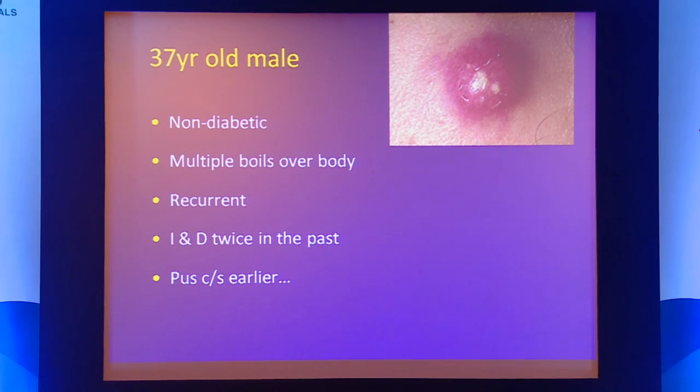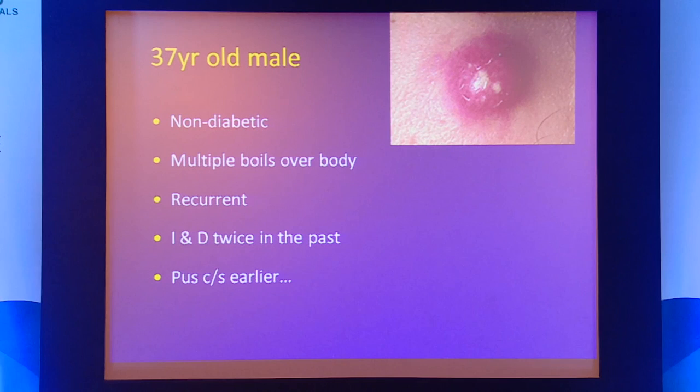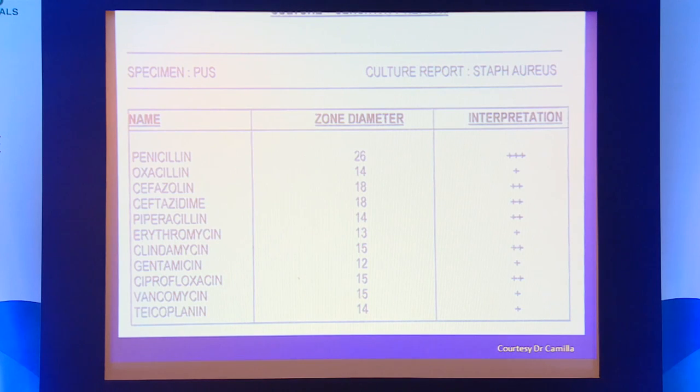Now I'm going to have an interactive session for 3 or 4 cases to encourage you to come up with some thoughts on this. A 37-year-old male, a non-diabetic, presents with multiple boils all over his body, who complains of recurrent lesions like this. He has had an I&D done twice in the past, and this is his culture report. The culture report shows that there is Staph aureus growing, and unfortunately, the result doesn't tell us whether it is sensitive or resistant. It only tells us zone diameter and interpretation of 3 pluses, 2 pluses, or 1 plus. So how do you interpret this?